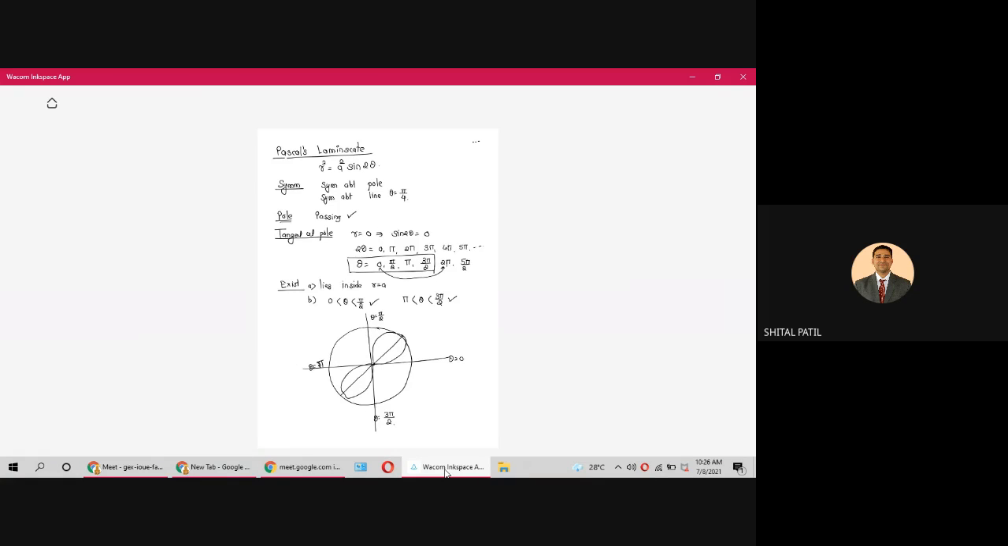It is an infinity shape like the previous one only, but here it is rotated by angle pi by 4. Okay, you have to remember these two curves. Remember the tangents also. Hope this is clear. Okay, next. Let me go to the next page.